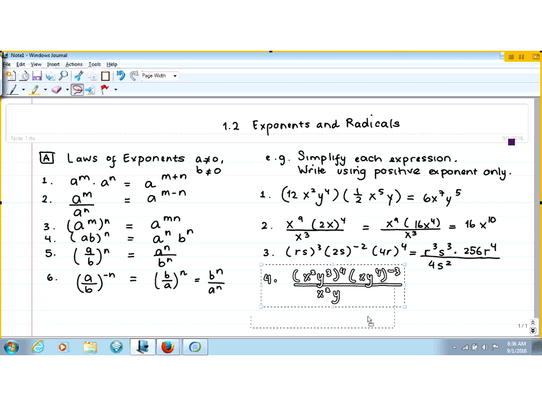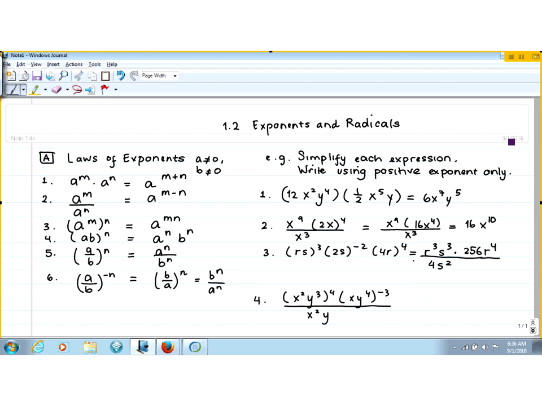All right. So let me move this a little bit. Okay. Now, what do we have here? Oh, well, maybe I should write it here. 256 divided by 4. 64. Okay. What about the r? So 64 r to the 7th. What about the s? So 3 minus 2 is s to the 1st power, which is s. Are we okay so far? Yeah? Okay. How about the next one?